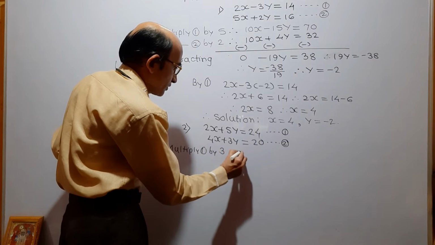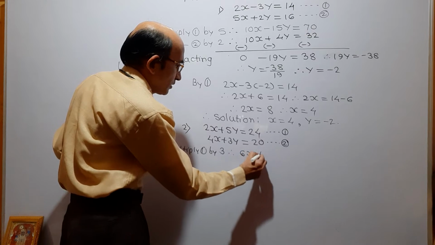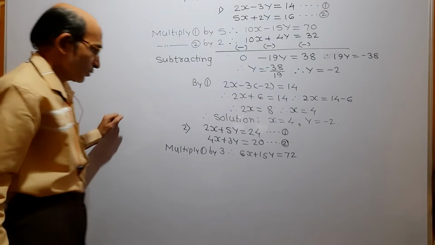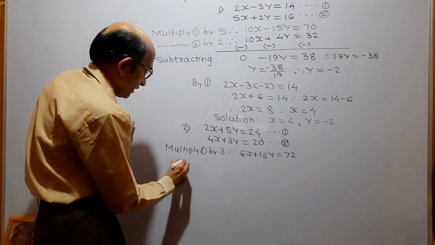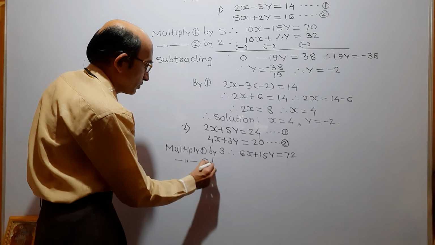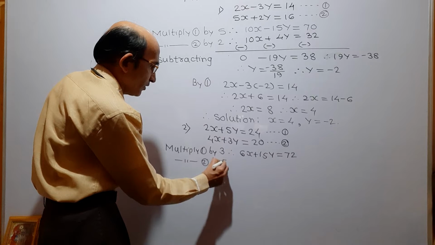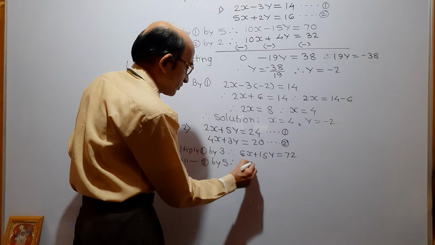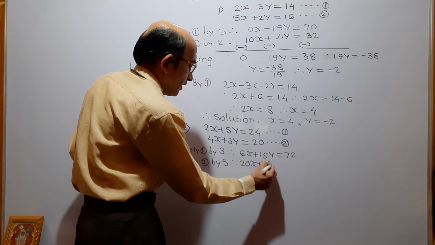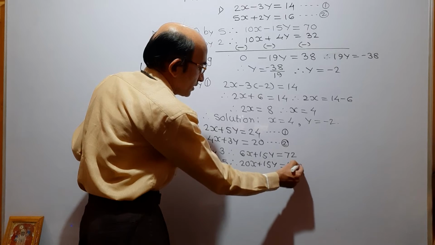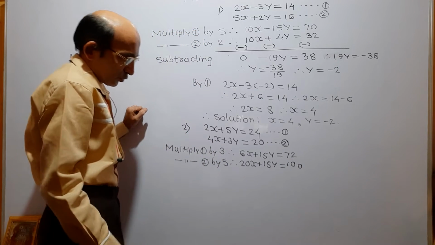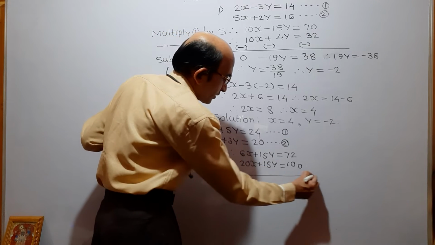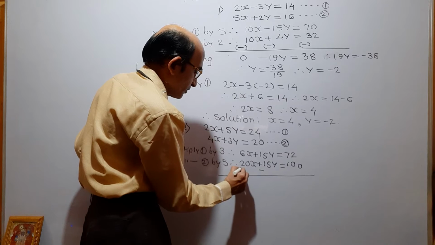Therefore we get here 6x plus 15y equal to 72, and multiply equation 2 by 5. So 20x plus 15y equal to 100. So now the coefficients of y are equal. So what we do? Subtract the second equation from the first.